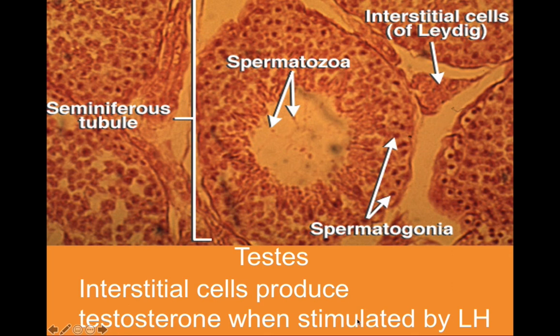They do this in response to another hormone known as LH, luteinizing hormone as it's also called, and that hormone comes up from the anterior pituitary gland. So when the anterior pituitary releases LH and it travels to the testes through the bloodstream, these Leydig cells are going to then release testosterone in response.